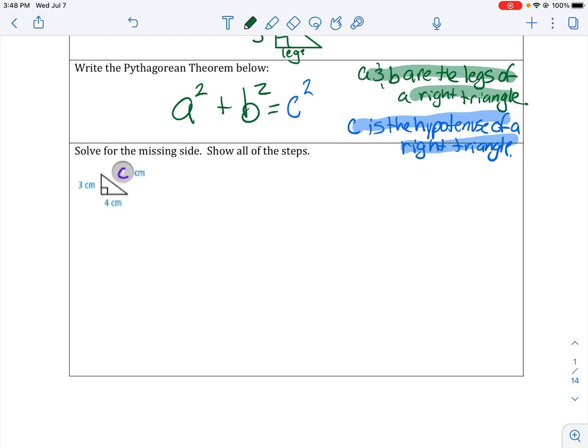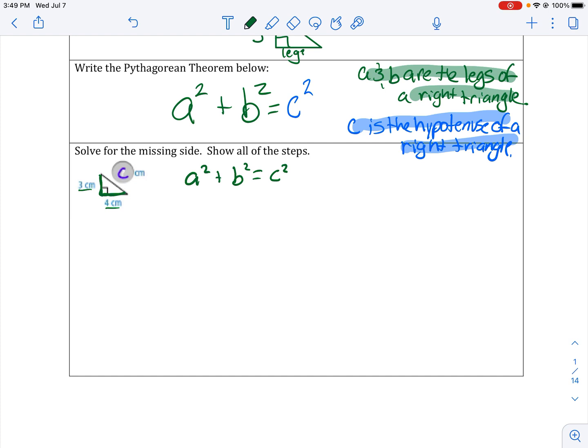All right, so let's show you how to use this. We're going to solve for the missing side, C in this case. These are my legs because together they make the right angle. So these are going to be A and B. It does not matter which one you pick for A and which one you pick for B. We are going to substitute these values in for A and B. First I'm going to write my Pythagorean theorem: A squared plus B squared equals C squared.